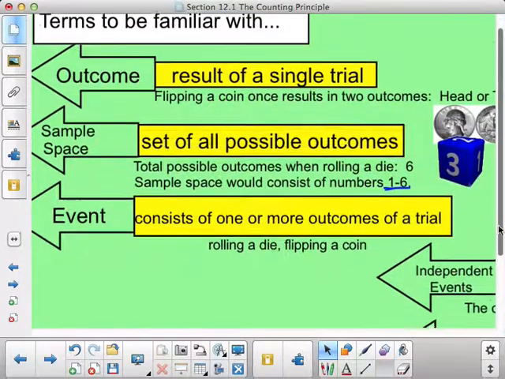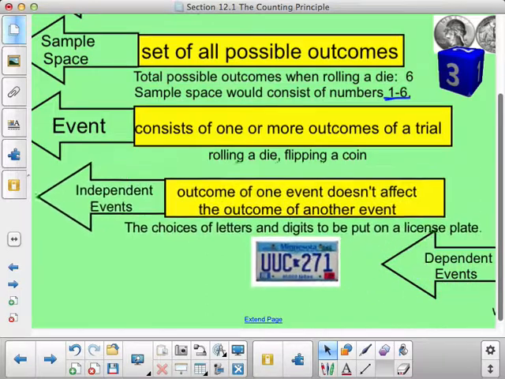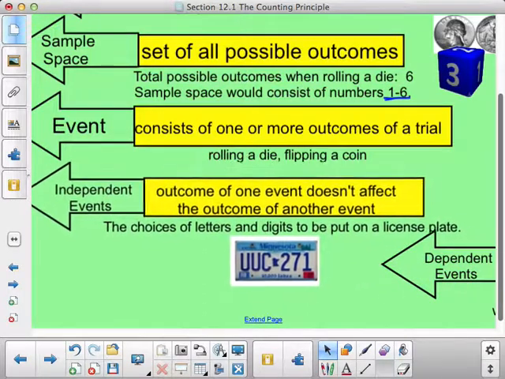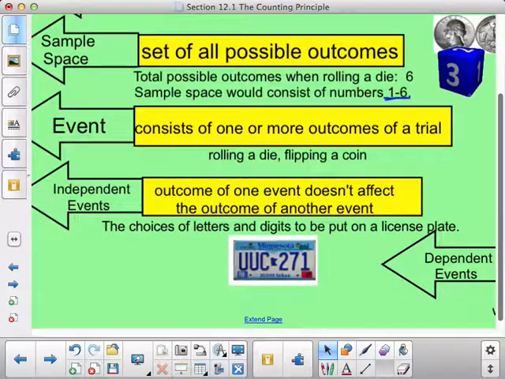Independent events means that the outcome of one event doesn't affect the outcome of another event. Like I said, an event is rolling a die or flipping a coin. In this case, they do not affect each other. So if I were to roll a die and flip a coin at the same time, what I get on my die does not affect what I get on my coin, so they would be independent.